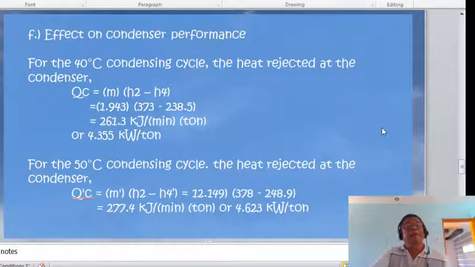Another is the effect on condenser performance. At 40, again, QC equals M times H sub 2 minus H sub 4, or H sub 3. Take note, the value of H sub 3 is the same as the value of H sub 4. The computed value now is 261.3 kilojoules per minute per ton, or 4.355 kilowatt per ton. And then at 50, the computed value is 277. So it will increase, class, or 4.623 kilowatt per ton.